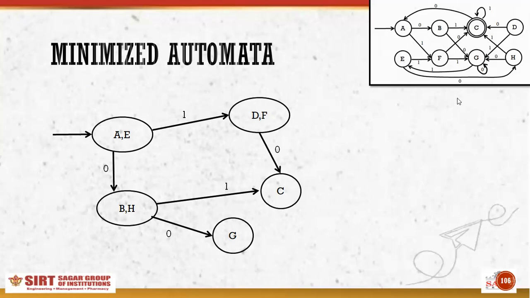Now for DF, the 0 transition for D and F will reach C again. So I make a 0 transition to C and a 1 transition to G. If you can see, on giving 1 to D, I am reaching G, and on giving 1 to F, I am again reaching G. So the answer is G. So I will make a transition from DF to G directly.